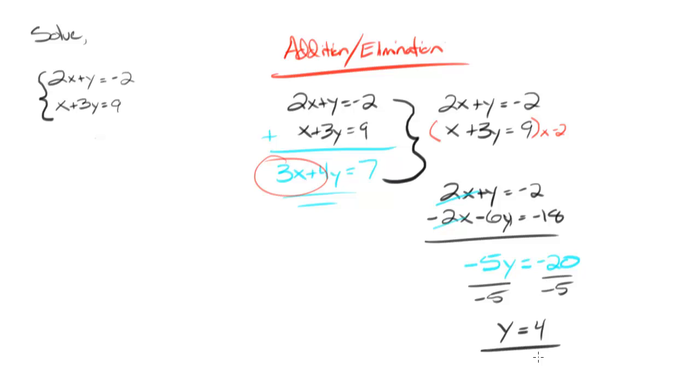Though, in any of these methods, I need to find my second variable. I know y equals 4. I did that through addition and elimination. What I'm going to do now is use either one of the original equations. In this case, I'm going to choose the first equation, 2x plus y equals negative 2. I'm going to substitute this value of 4 in for the y. I'll just do that right underneath. 2x plus 4 equals negative 2. And I'm going to solve this equation for x. I'm going to subtract 4 from both sides to get 2x equals negative 6. Divide everything by 2 here, and I get x equals negative 3.